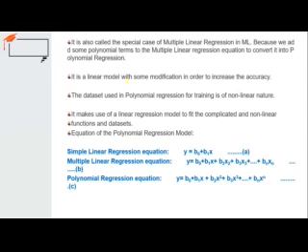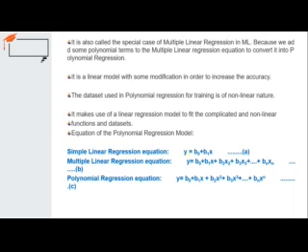It is a linear model with some modification in order to increase accuracy. We are going for this model only to increase the accuracy. Moreover, the data set used here for training is of nonlinear nature only. And the equation of the polynomial regression model builds on simple linear, multiple linear, and at last the polynomial regression equation.